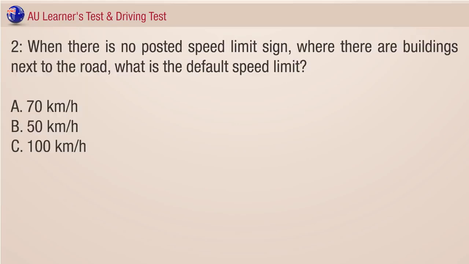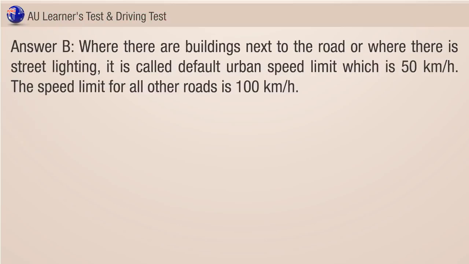Question 2. When there is no posted speed limit sign, where there are buildings next to the road, what is the default speed limit? A. 70 km per hour. B. 50 km per hour. C. 100 km per hour. Answer B. Where there are buildings next to the road or where there is street lighting, it is called default urban speed limit, which is 50 km per hour. The speed limit for all other roads is 100 km per hour.